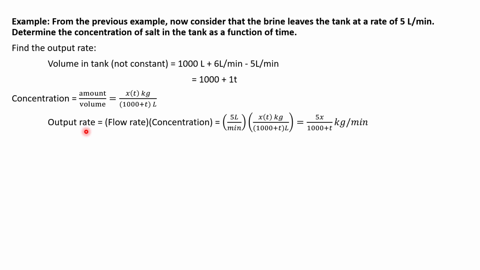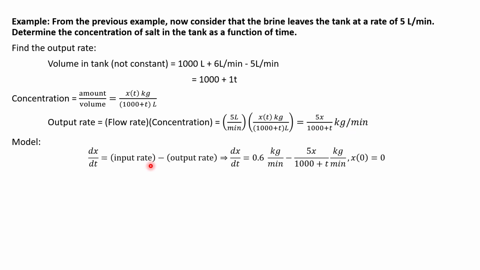So then our output rate equation is our flow rate of 5 liters per minute times our concentration that we just came up with, and that gives us 5x over 1000 plus t, and that's kilograms per minute. So then our model, same setup, the derivative of x with respect to t equals input rate minus output rate. And so our input rate was the same as before, but our output rate is this new value we just calculated, 5x over 1000 plus t. And then we still have our initial condition.